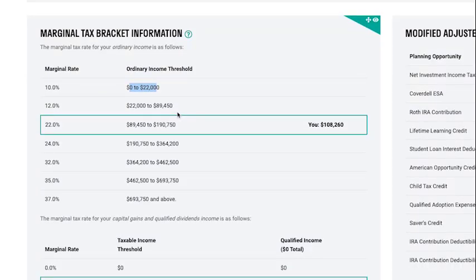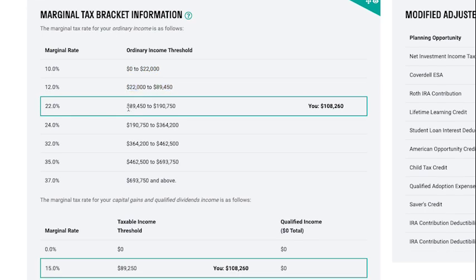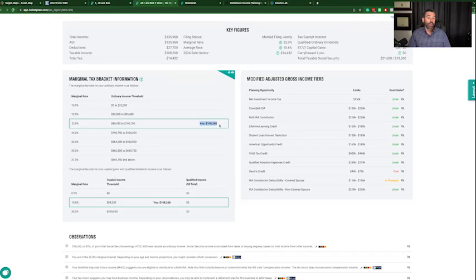For the 10%, it's 0 to $22,000, and then for the 12%, it's $22,000 to $89,450. And then for the 22% bracket, it's $89,450 to $190,750. So what we're seeing here is Jill and Bob's taxable income is about $108,260. So that puts them just a little bit over the 22% bracket. So I start to see some very interesting things here that we can dive into, but before we do, I want to talk about one more thing.